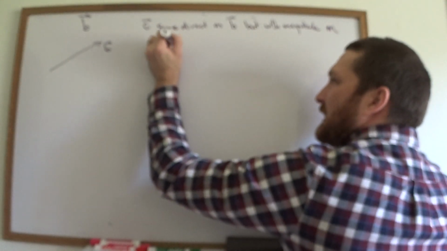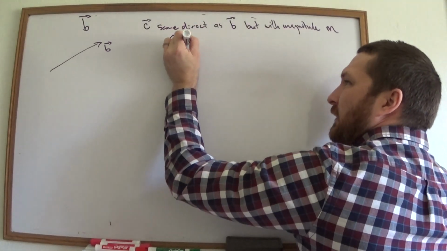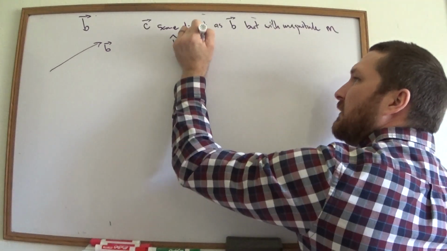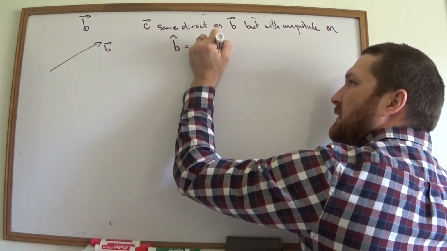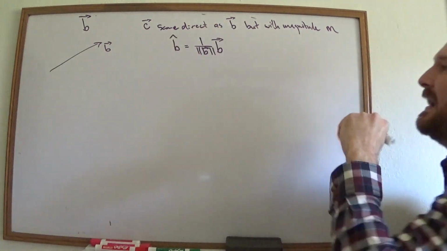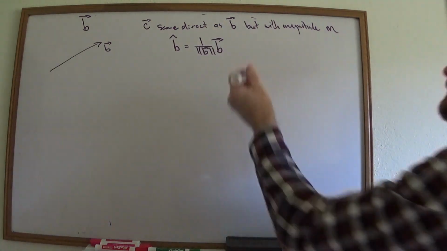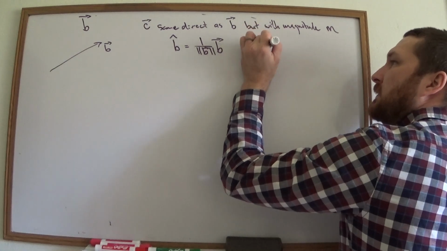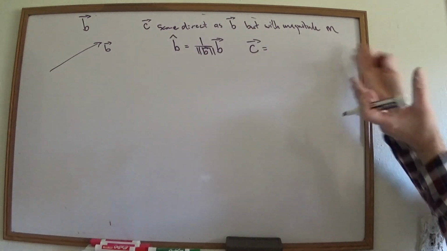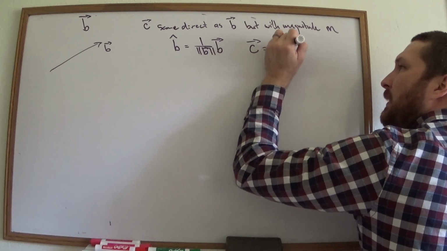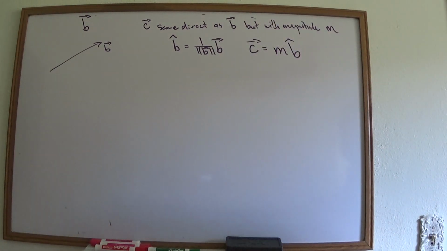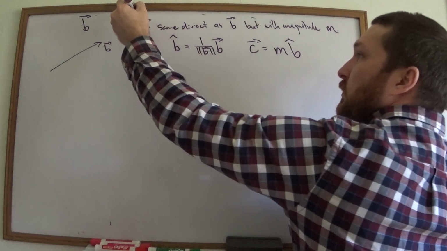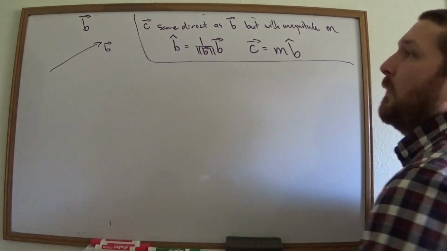What was the first thing we needed to do to figure this out? Make it a unit vector. So we divided by the magnitude. That was step one: we divided B by its magnitude. And then what did we do to get the final C that we wanted? We multiplied it by M, whatever magnitude we wanted. So we just said M times B hat right there. Okay, so that's where we were. Now, let's do this.